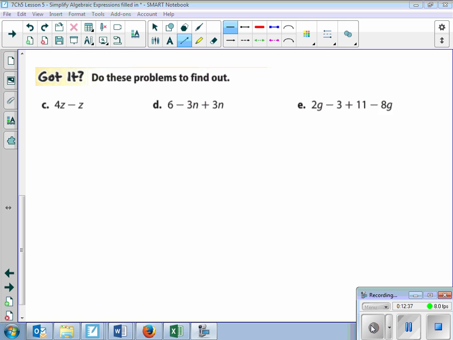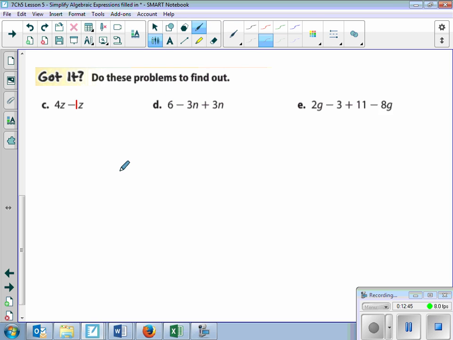Let's do the got it's. So example C says 4z minus how many z's? 1z. Very good. So this is 4z minus 1z. That's going to give me 3z. Because we have 4 minus 1 is 3. Is everybody clear? Now please remember, you do not subtract the z's. Just the coefficients. You got it?